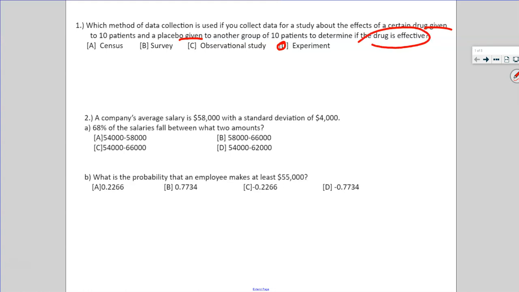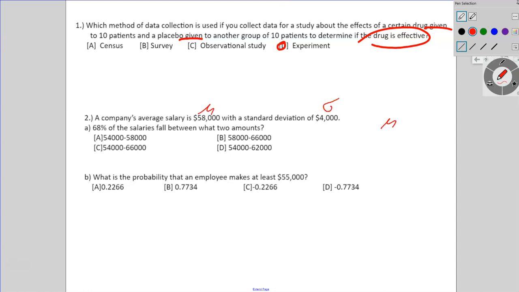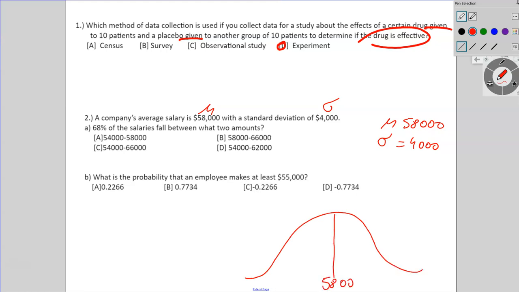Okay. For number 2, a company's average salary is 58,000 with a standard deviation. So again, this is your mean, and your standard deviation. Your mean is 58,000 and your standard deviation is 4,000. So again, we are going to draw our empirical rule graph. We start at 58,000.